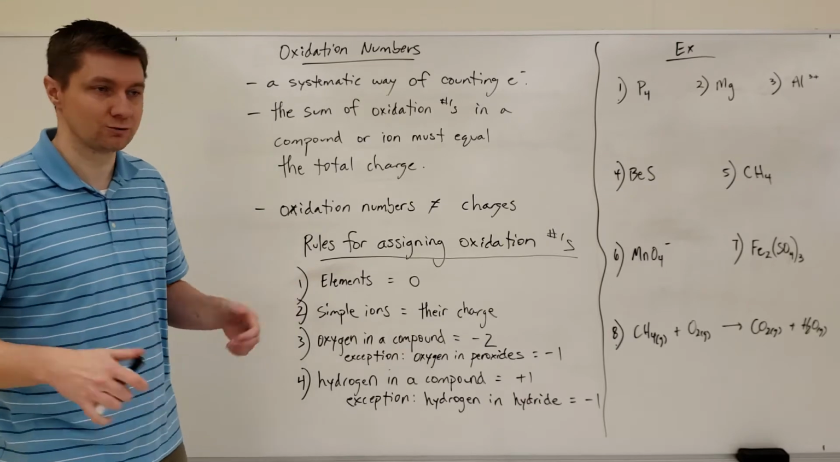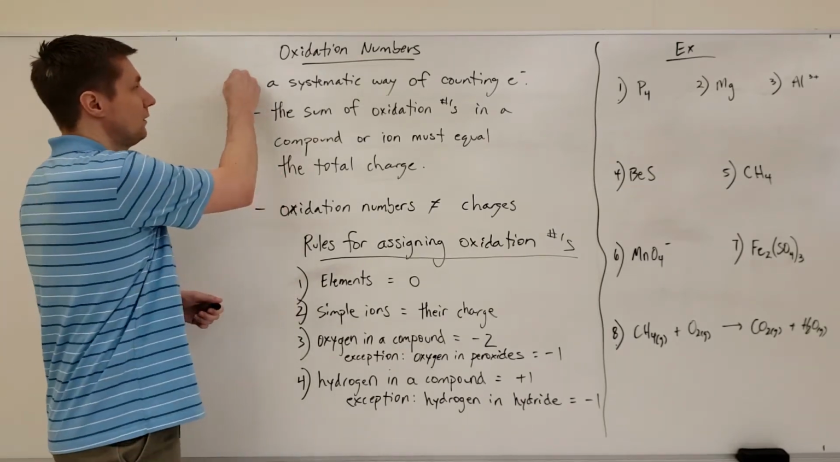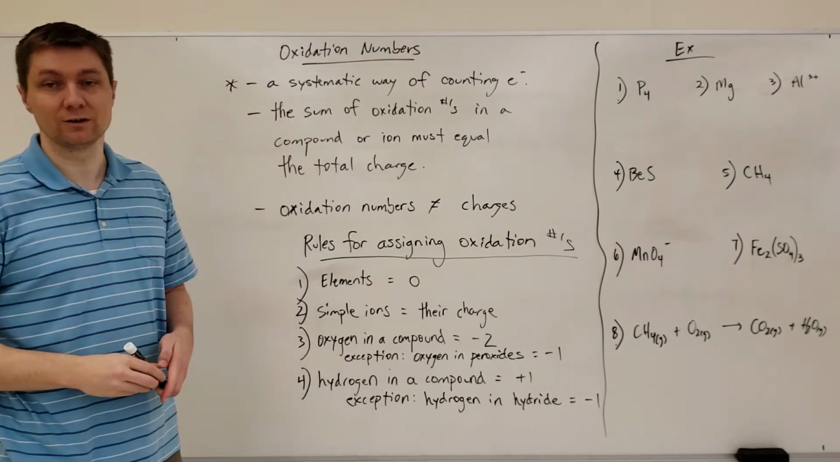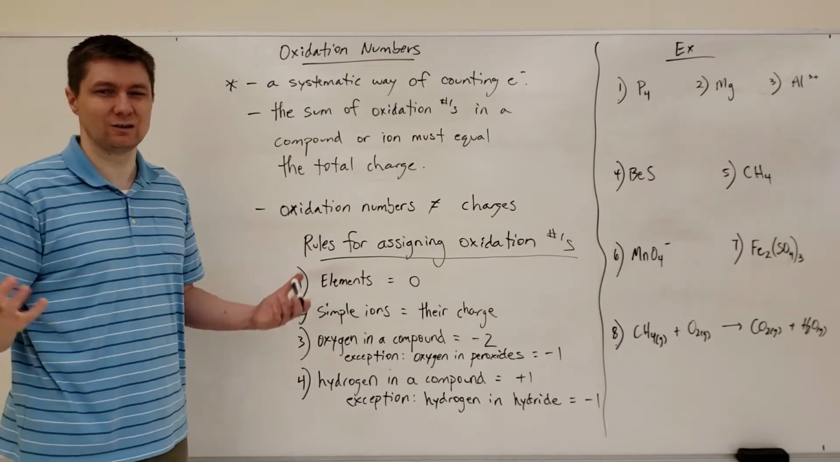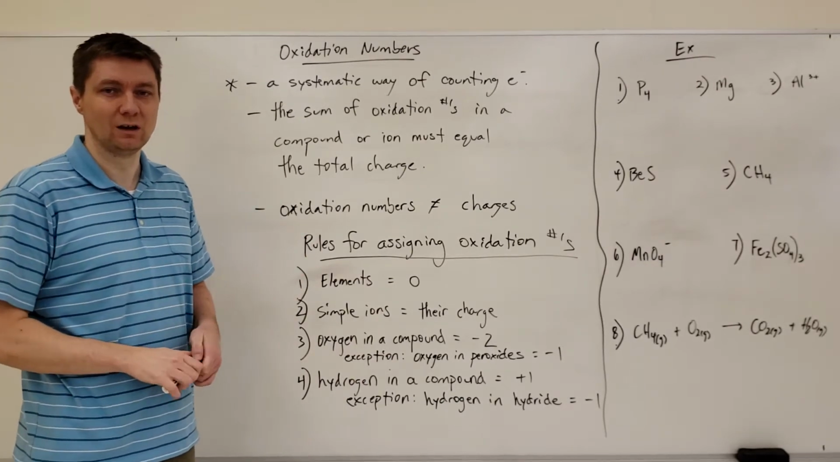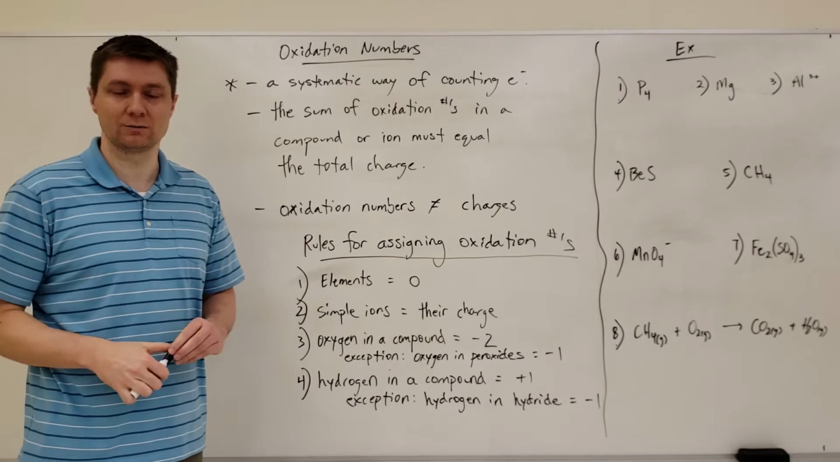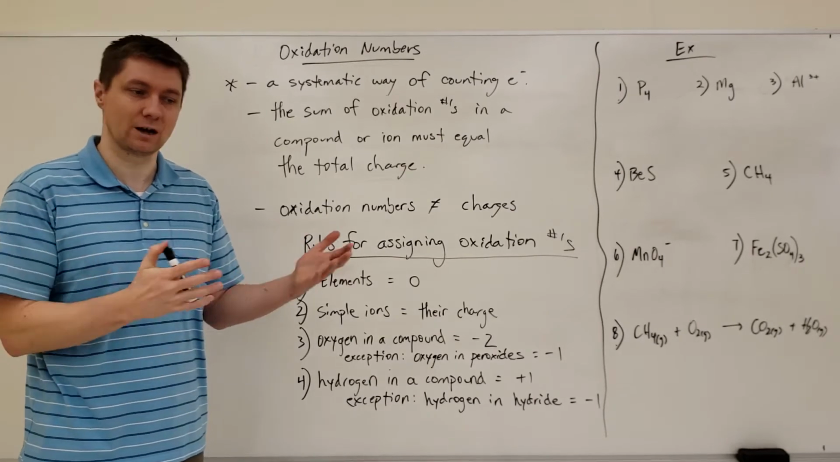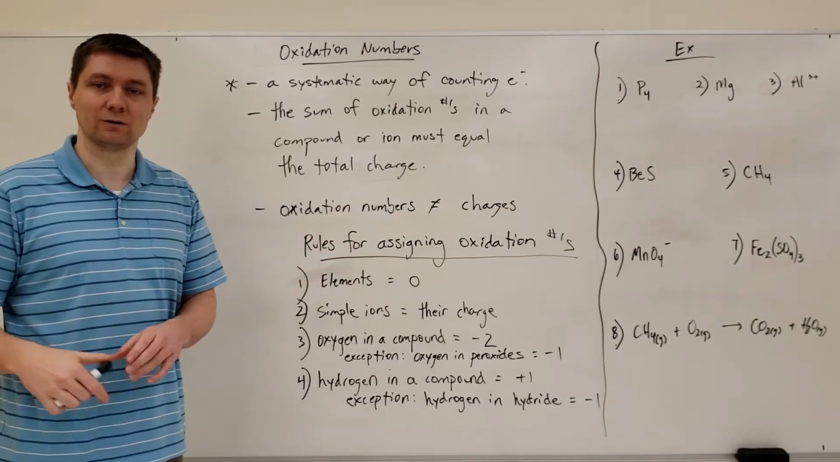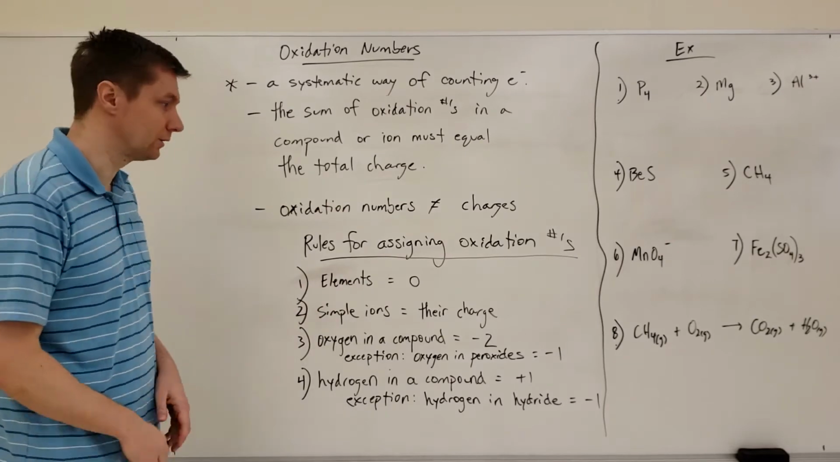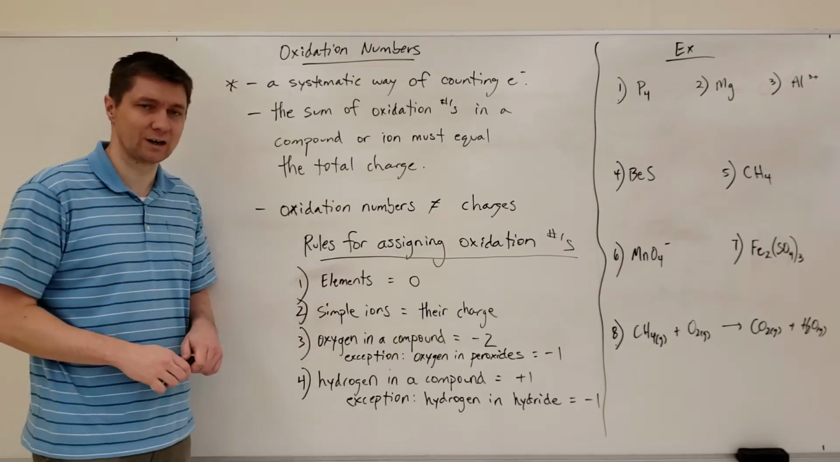Remember, this is the most key and important concept as it relates to understanding oxidation numbers: they're just a systematic way of counting the transfer of electrons for a redox reaction. A redox reaction is a transfer of electrons from one substance to another. So here are some rules for assigning oxidation numbers.